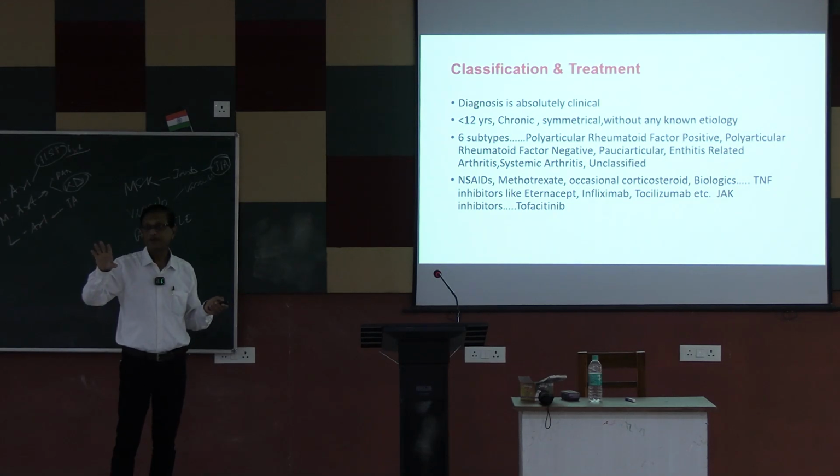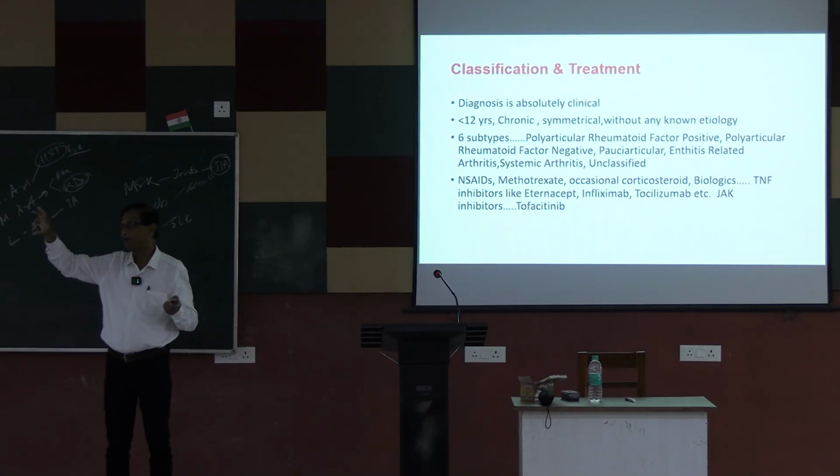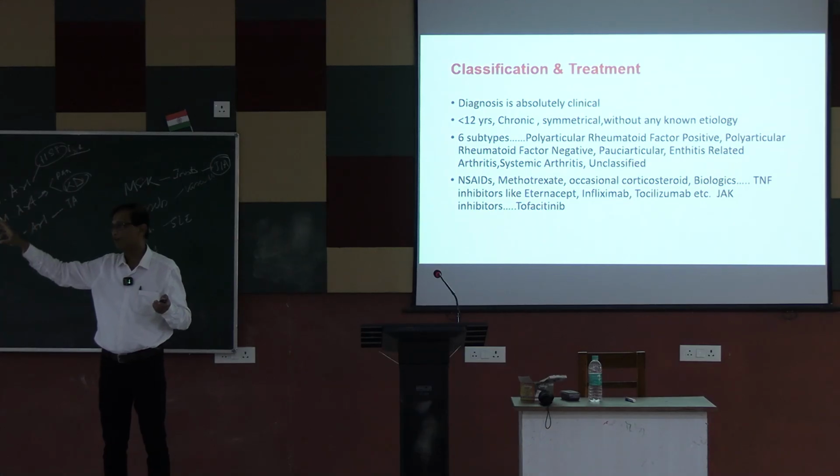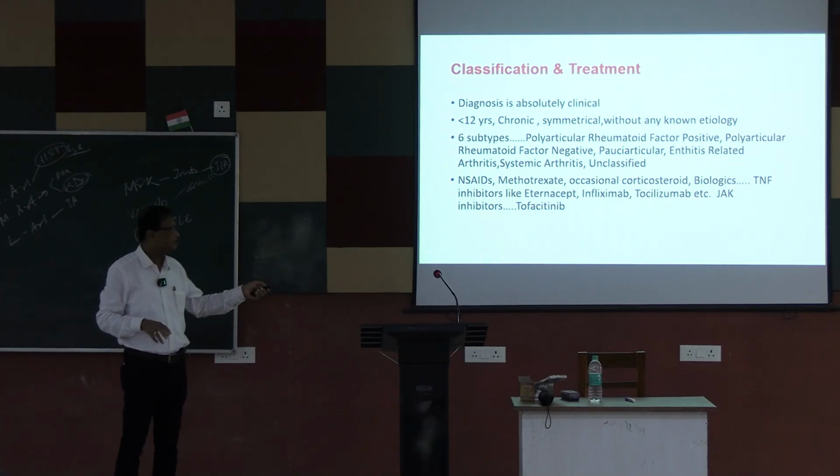If there is involvement of more joints, that is polyarticular: rheumatoid factor positive polyarticular arthritis, rheumatoid factor negative polyarticular arthritis, and enthesitis related arthritis. If it is systemic onset, it is systemic arthritis.